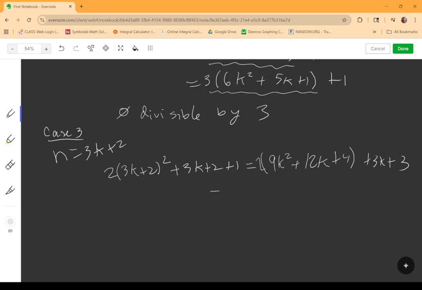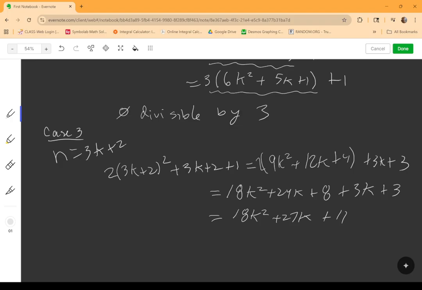All right, and again, let's start distributing that 2. 18k squared plus 24k plus 8, plus 3k plus 3. All right, combining like terms, we get 18k squared plus 27k plus 11. Okay.